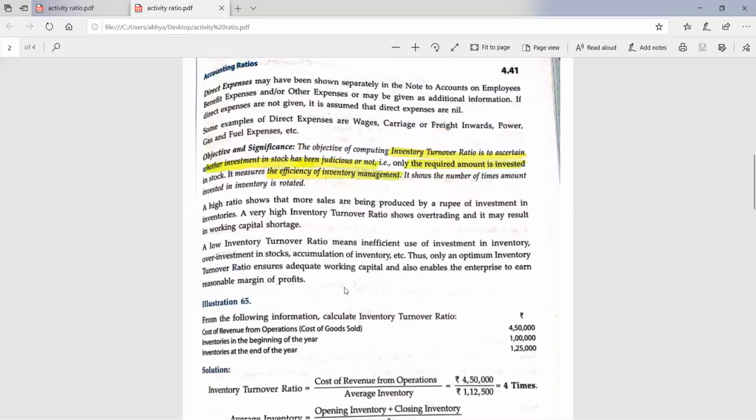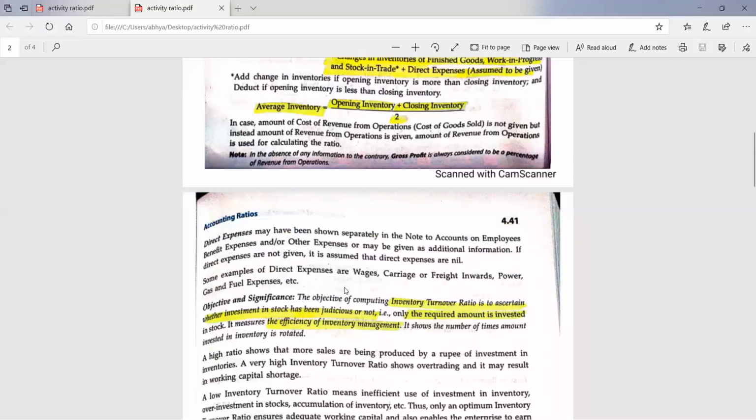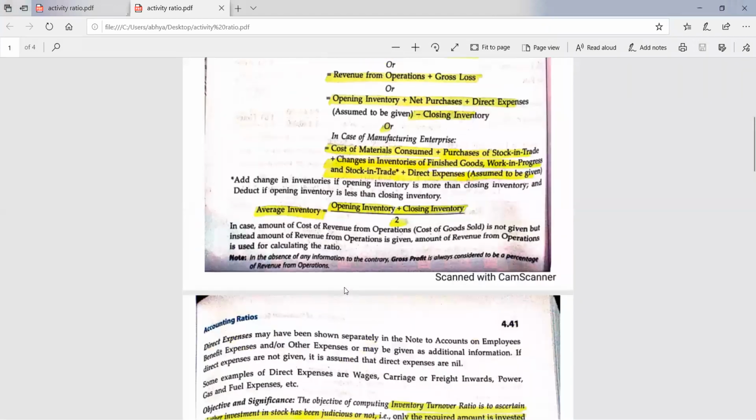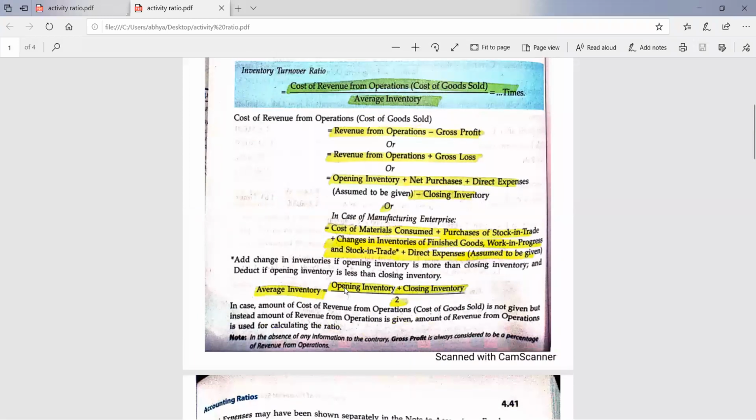Nothing is difficult here. The only thing, average inventory, you will be easily able to calculate: opening inventory plus closing inventory divided by 2. The important formula here is only finding out COGS. COGS has 4 formulas. Revenue from operations minus GP, this you have already done in 11th class. RFO plus gross loss, obviously if profit is deducted, then loss will be added. The third formula you have already done in 11th class: opening inventory plus net purchases plus direct expense minus closing stock. These 3 formulas are not new to you people.